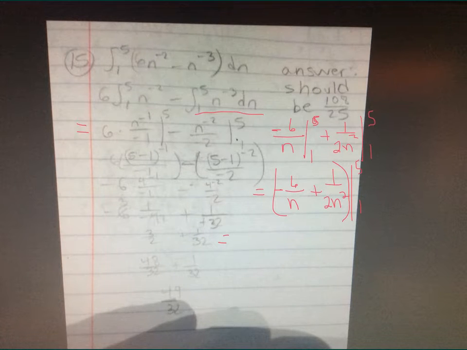And what I'm going to get when I put 5 in there is negative 6 over 5 plus 1 over 2 times 5 squared, so 1 over 50. And then I'm going to subtract negative 6 over 1 plus 1 over 2n squared, which is 1 over 2. Okay, that's different than what I got before. There's a factor of 2 in here that I didn't have. Not sure why. Okay, let's carry it forward and see what happens.